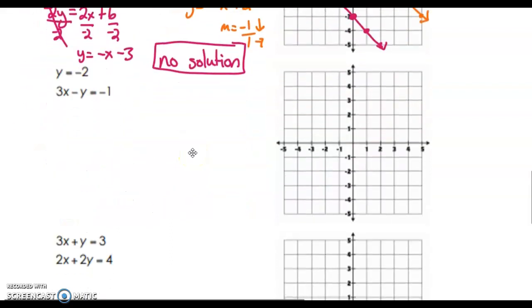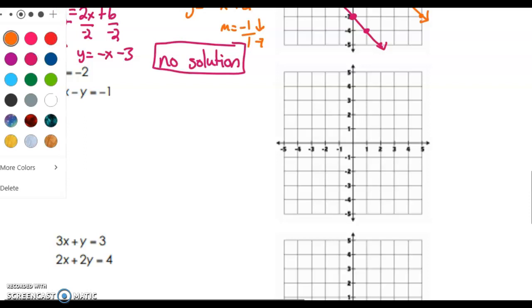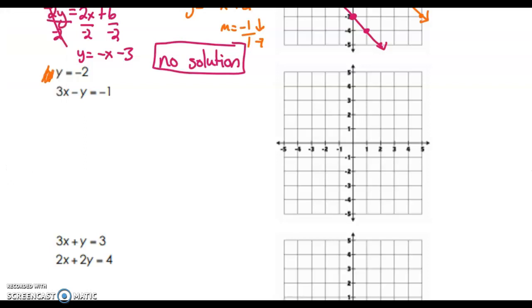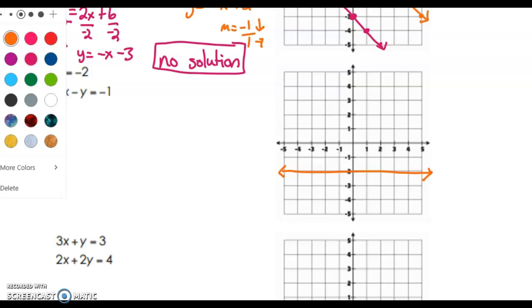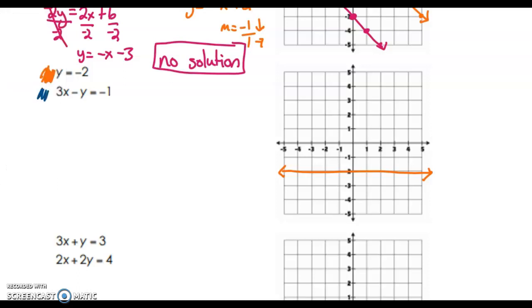Okay, let's try this one. So pick a color and let's go ahead and do y equals negative 2. That's a horizontal line. There's no x. So that's a horizontal line. When it's just y equals the number, it's horizontal, going through the y-axis at the number it's equal to, so going through at negative 2.